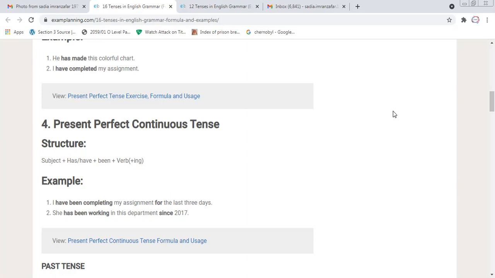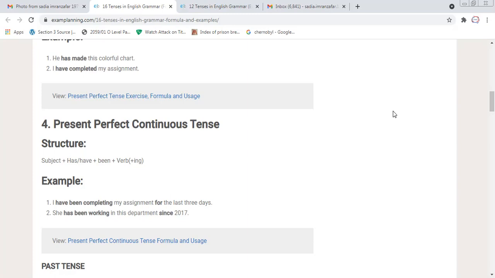So the structure is has, have with been, verb, and ing. The example is: I have been completing my assignment for the last 3 days. I have been completing it. It means that I am still doing it, and I have been completing it for the last 3 days.